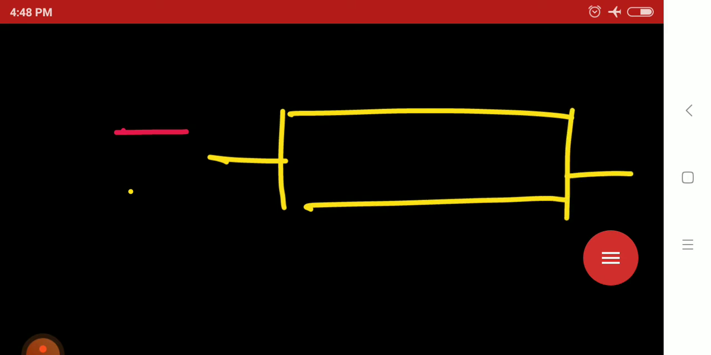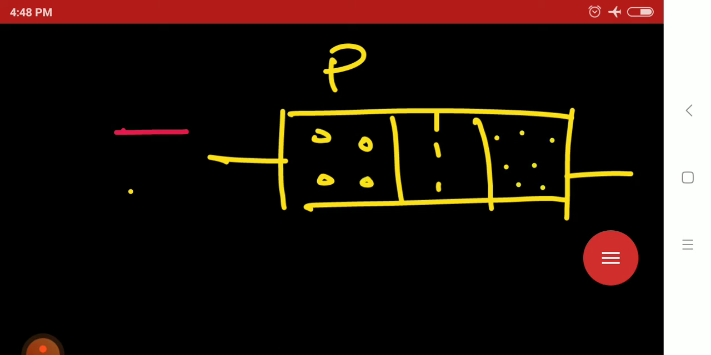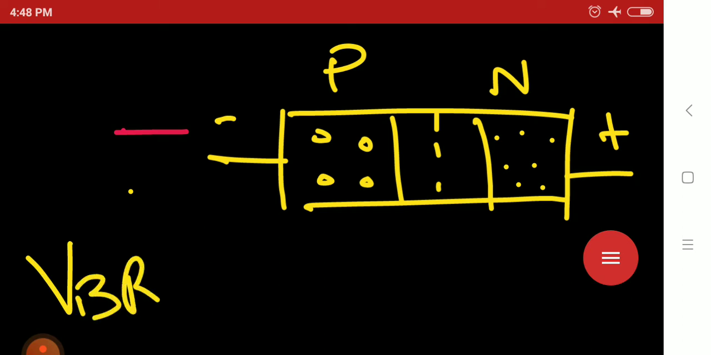Whenever you are drawing a PN junction, here is the P side, here is the N side, here holes, here electrons, suppose here negative, here positive. Once breakdown is achieved, after the breakdown voltage is crossed, a large current will be achieved.